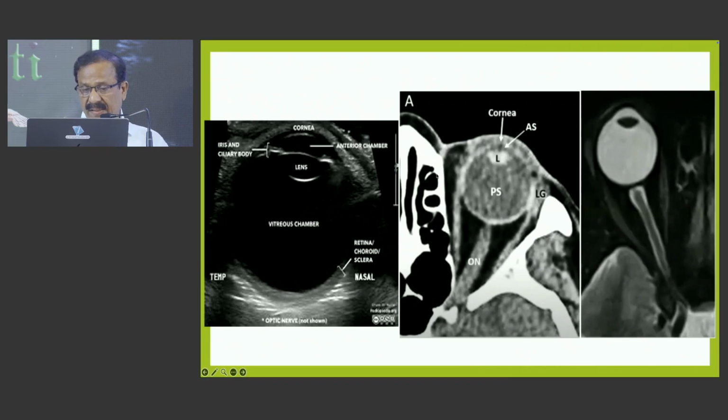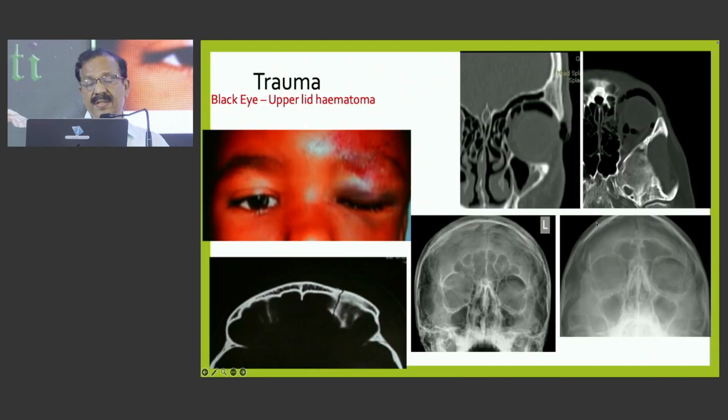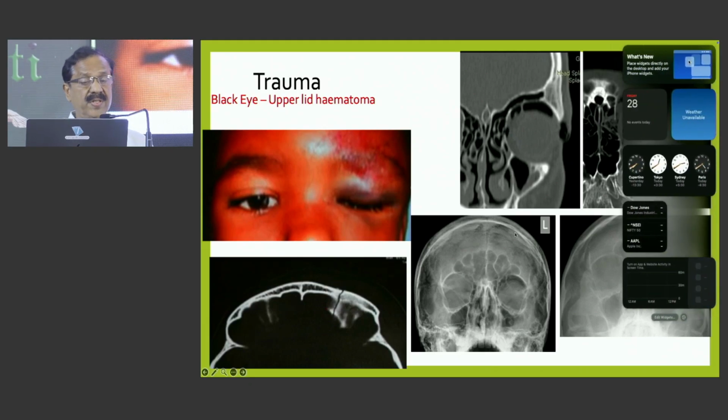In case of bony orbital anatomy, we can see it clearly in CT scan. This is a common presentation as black eye, and this is upper eyelid hematoma. On CT scan, we can see a fracture in the roof of the orbit. In olden days, when X-ray was the only modality, orbital emphysema, that is presence of air in the orbit, was considered as evidence of orbital wall fracture. And now CT scan is clearly showing the orbital hematoma.